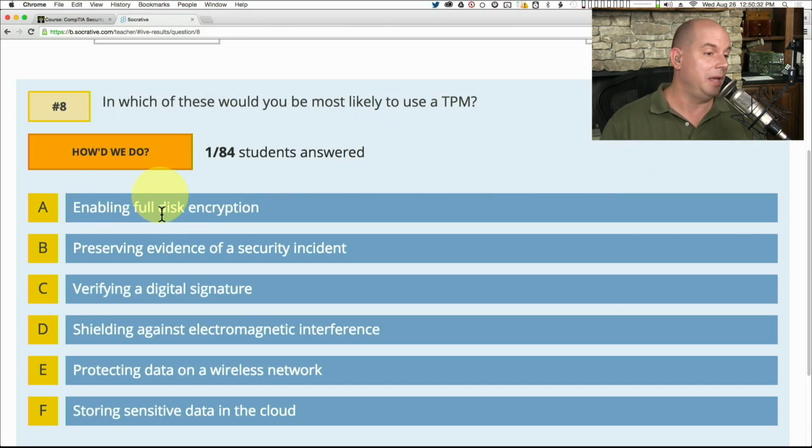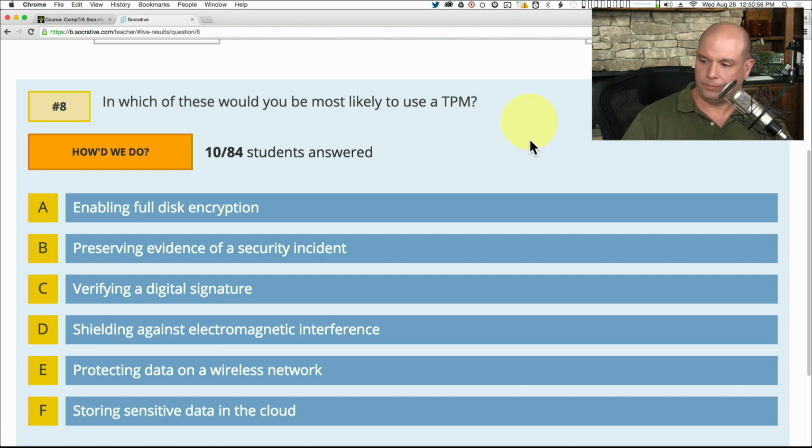Would it be to enable full disk encryption? Would it be to preserve evidence of a security incident? Would it be to verify a digital signature? Would it allow me to shield against electromagnetic interference? Would it be protecting data on a wireless network? Or would it be storing sensitive data in the cloud? So one of these would be the most likely use of a TPM. It's got to be one of those.